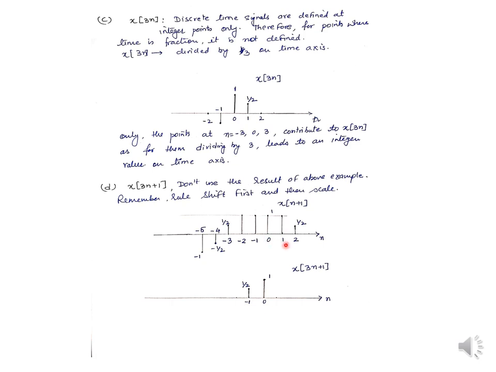Then 1 divided by 3 is again a fractional value. 0 divided by 3 is 0, so we will use 0 here. Minus 1 divided by 3 is again a fractional value. Minus 2 divided by 3 is again a fractional value. Minus 3 divided by 3 is minus 1, an integer value, so it will be used in the answer. Minus 4 divided by 3 is a fractional value. Minus 5 divided by 3 is a fractional value. So these are not part of the final answer of x of 3n plus 1.